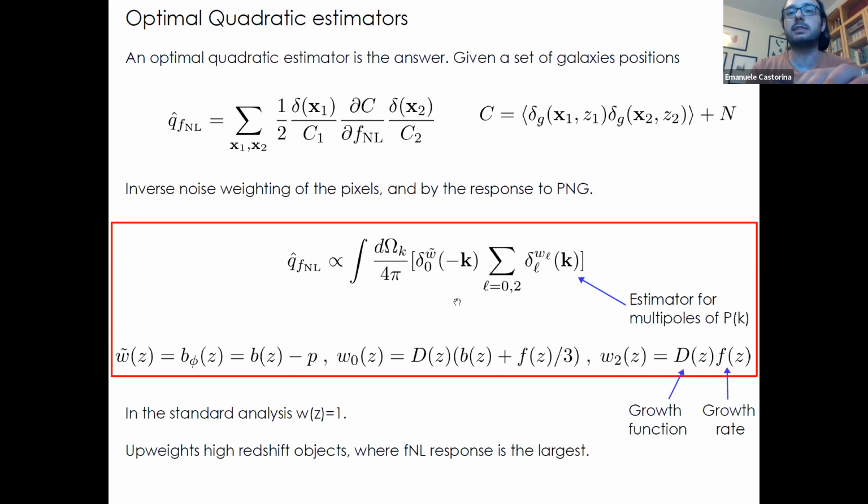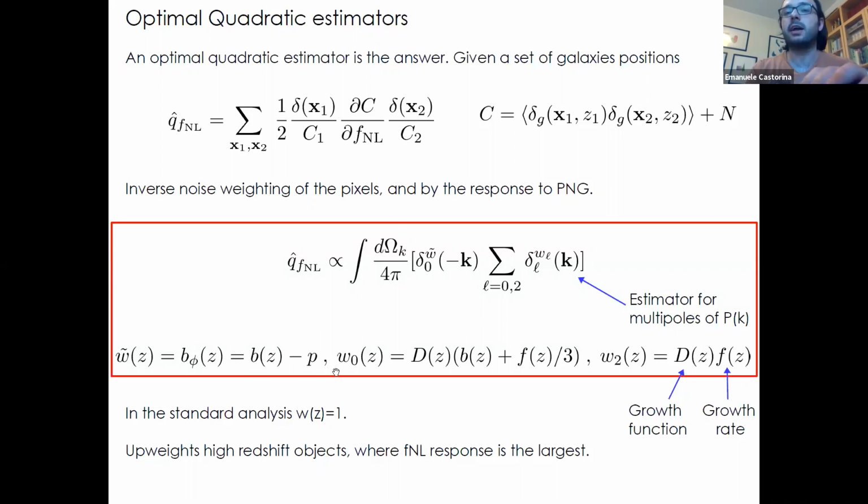And it also tells us that before you do the Fourier transform of your data to measure the power spectrum, you need to weight your data in a special way. And so the weights are written down here. The first thing that you want to do, trivially, is upweight your galaxy by the response to FNL. So you want to upweight them by b_phi of z. And that's important because, since the bias is usually a growing function of redshift, this weight is going to give much more importance to the galaxies at high redshift.